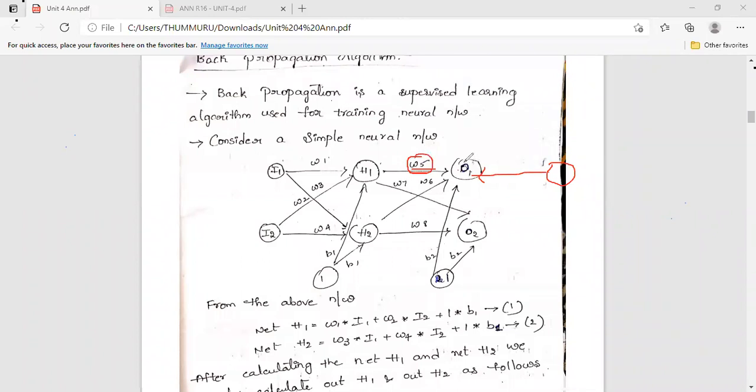This is the W5. So we are coming back from this place, backward, right? To this particular weight. This W5 is at the place of O1. So for this O1, you need to calculate out of O1 and input of O1, net of O1, out of O1. Then only you can find the W5 value. There itself you can update the W5 value. Clear?